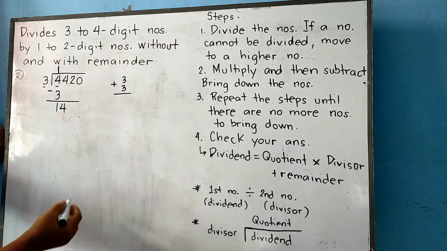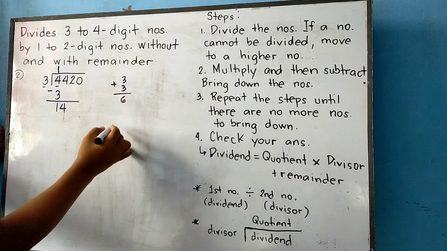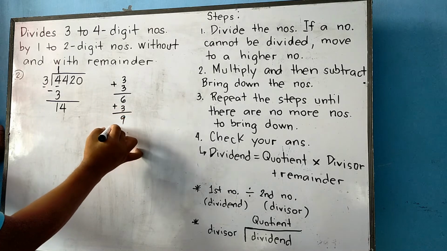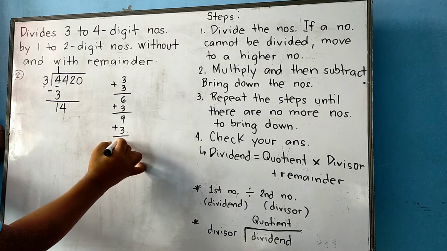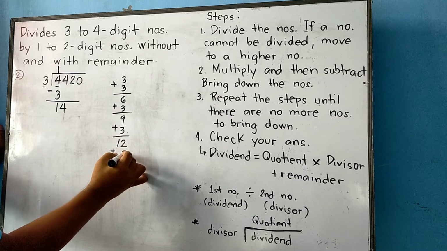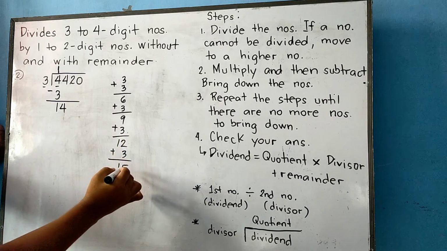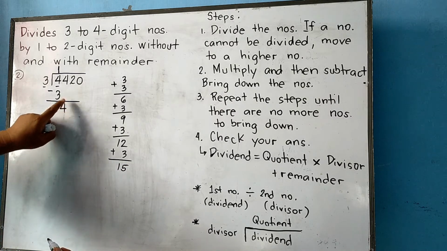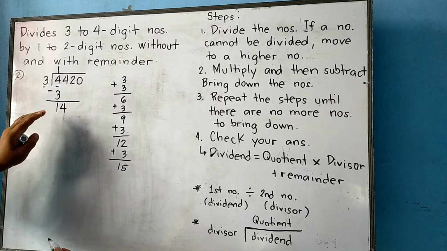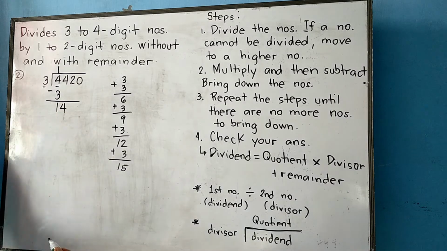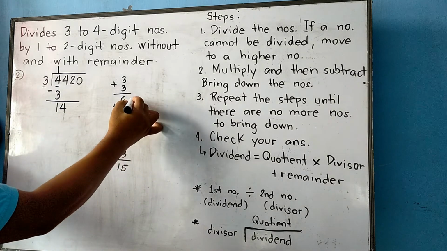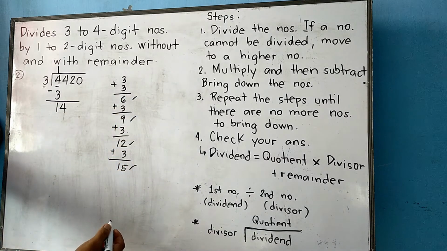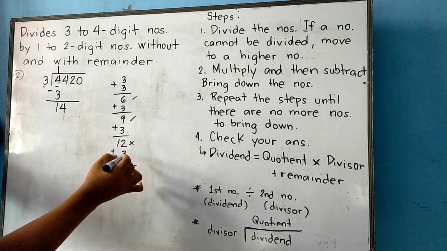So, it is 3 plus 3. The answer is 6. Then plus 3, the answer is 9. And then plus 3, the answer is 12. And then plus 3 again, the answer is 15. Now, take note, you are looking for a sum which is equal to or less than your dividend 14. So, in this case, meron kang sum of 6, 9, 12, and 15. So, less than or equal to 14 is 12.